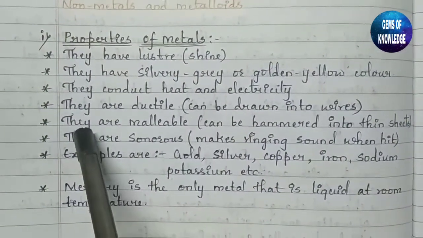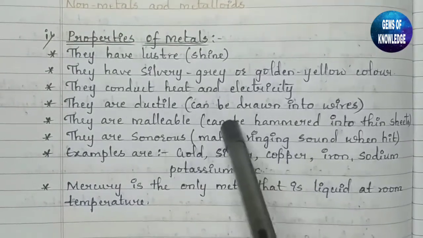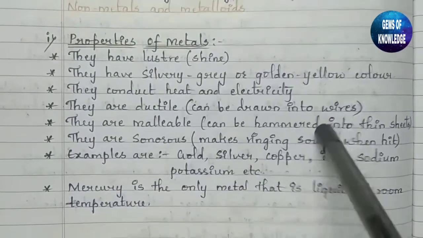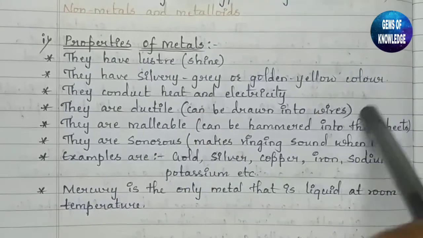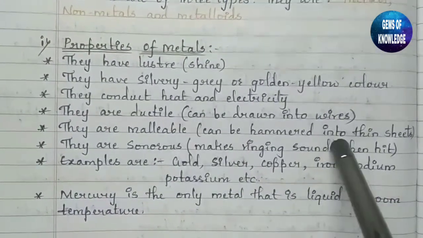Yes, so the next property here is that they are malleable. It means that if metals are hammered, they can be formed into thin sheets. Malleability is nothing but the property of forming into thin sheets.